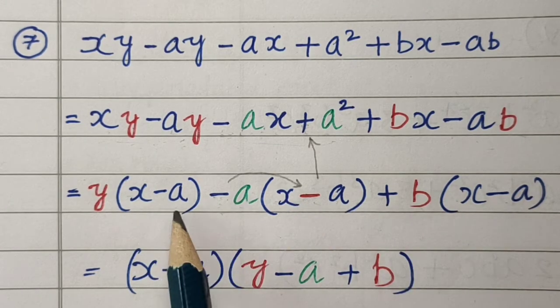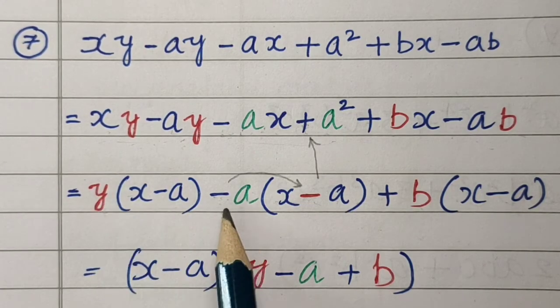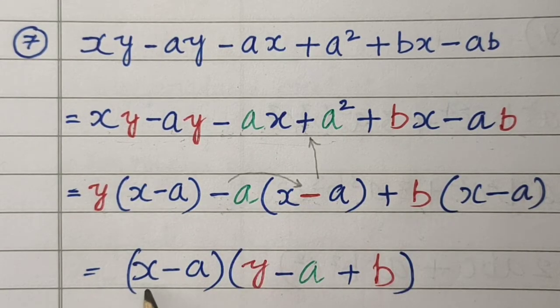So among these three, x minus a is common. We have taken x minus a and we are left with y minus a plus b. X minus a into y minus a plus b.